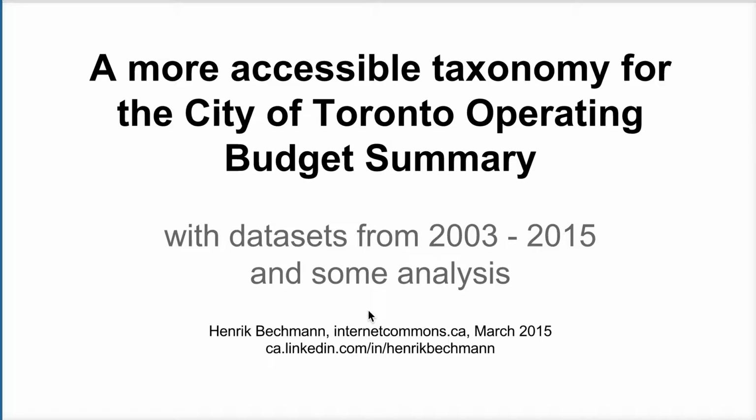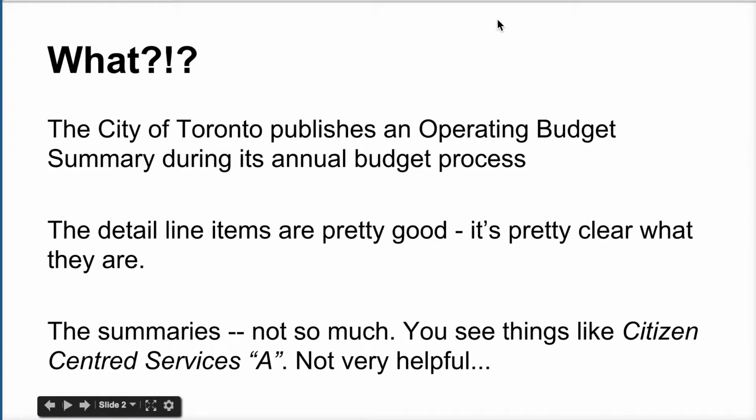The title: A More Accessible Taxonomy for the City of Toronto Operating Budget Summary, which I know is quite a mouthful. But I'll explain it and hopefully it'll become clear as I go along. It also comes with data sets from 2003 to 2015. So this is about the City of Toronto Operating Budget Summary, which is a document that is produced annually for the city's budget process.